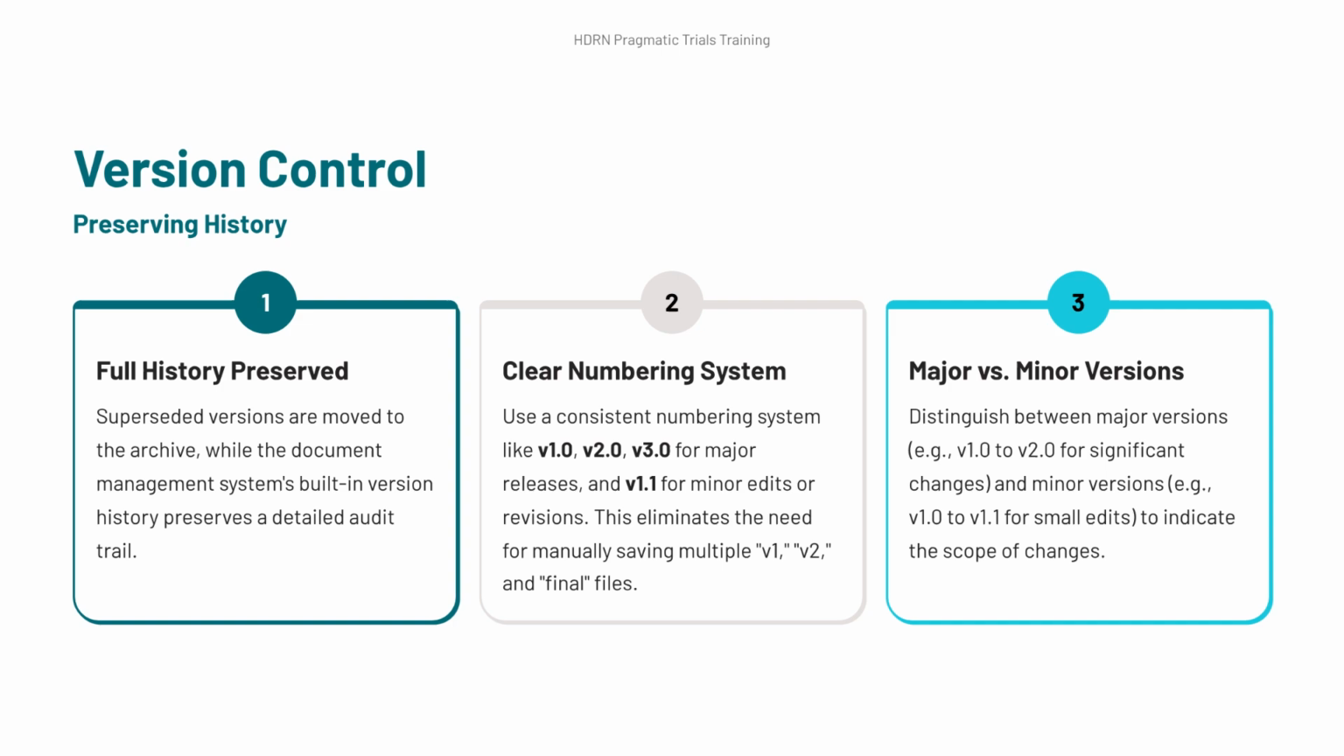Version control is about preserving history while making the current version unmistakable. Superseded documents should move into an archive, while the document management system's built-in history maintains a detailed audit trail. A clear numbering system, using major versions for substantial changes and minor versions for small edits, eliminates the need for multiple final files. This approach gives teams confidence that the document they're using is current, accurate, and appropriate for operational use, reducing risk and improving efficiency across the trial.